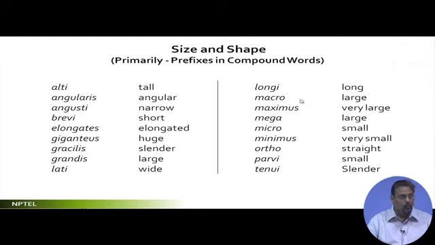Some more. Longi. Polyalthia longifolia, I said just now, long foliage. Okay. So macro is large, maximus is very large, mega is large, micro is small, minimus is very small, ortho is straight, parvi is small, tenui is slender.